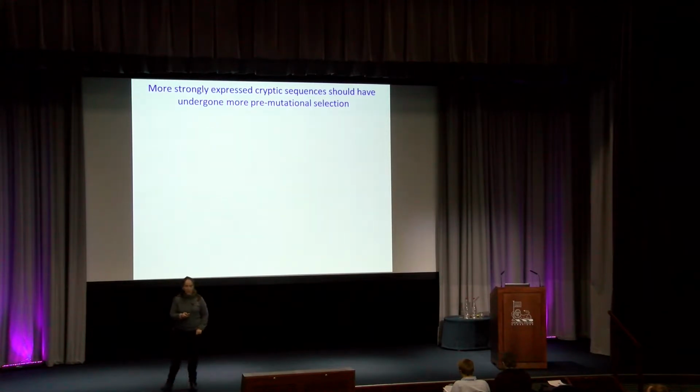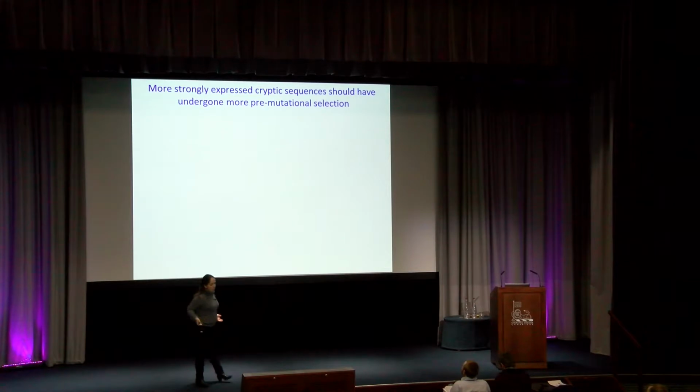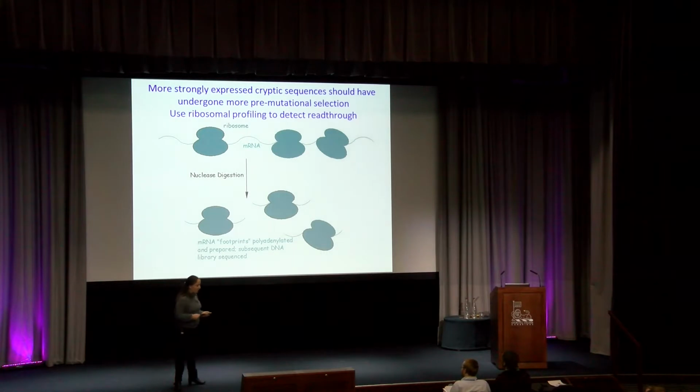And the way we ask that is to exploit variation in the degree to which we expect selection to be working. Are the more strongly expressed ones, have they undergone more pre-mutational selection, and are they more disordered than the less strongly expressed ones? And to do that, we used ribosomal profiling data.